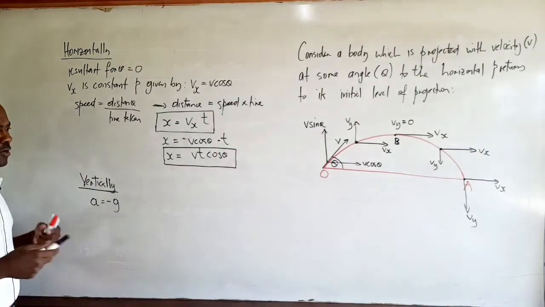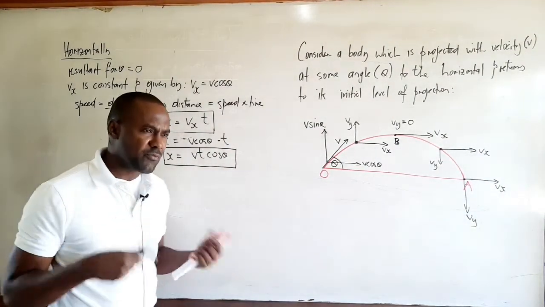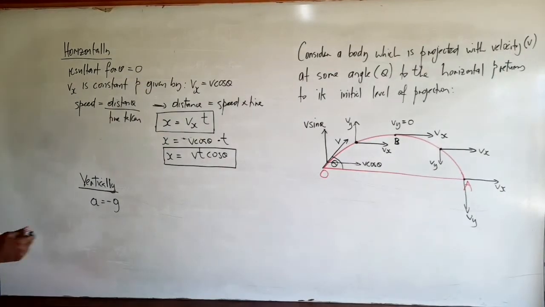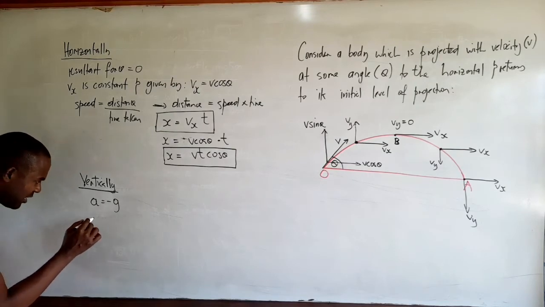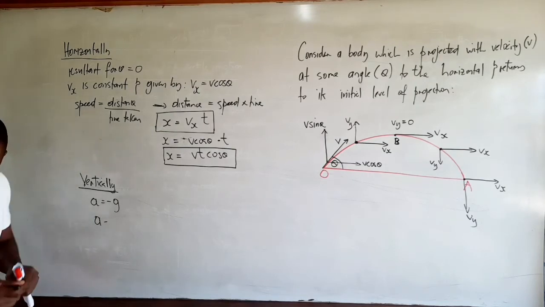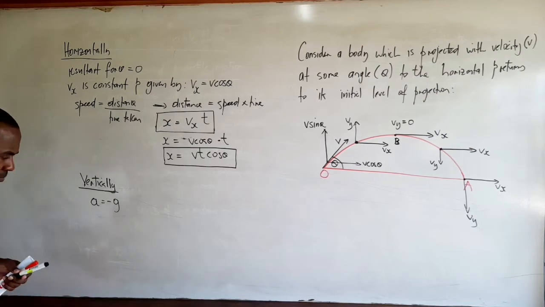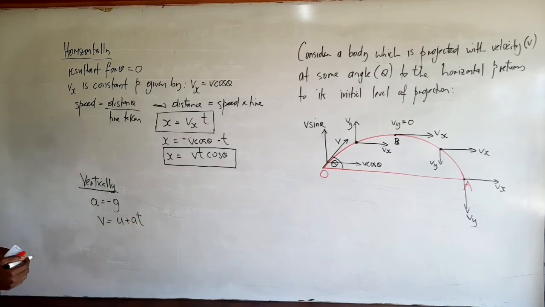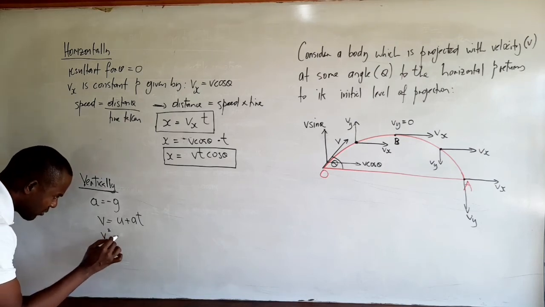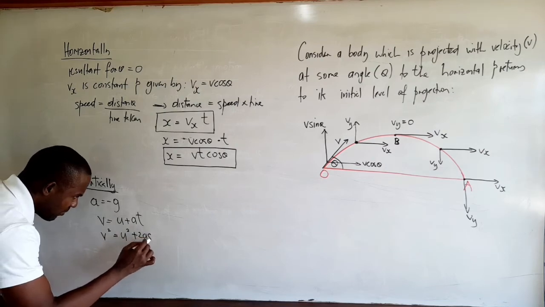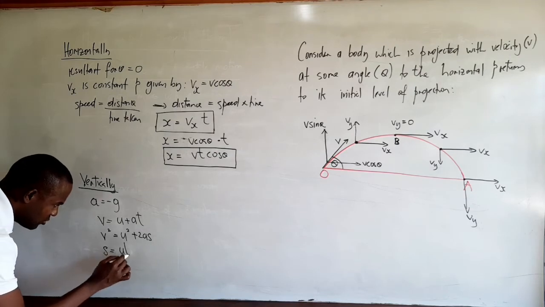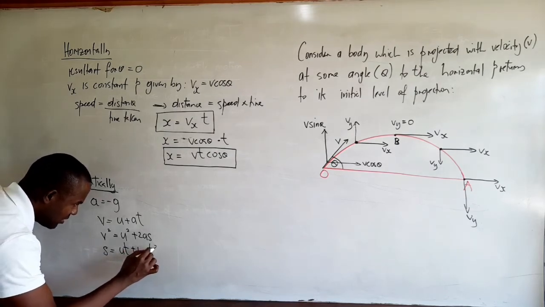Now, let's look at the equations of motion which can apply in the vertical direction, and we're talking about those which include the acceleration. So we have equations like, for instance, v equals u plus at, right? That has acceleration in it. Another equation we have is v squared is equal to u squared plus 2as. And we also have s is equal to ut plus a half at squared.